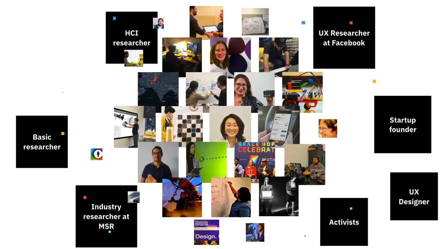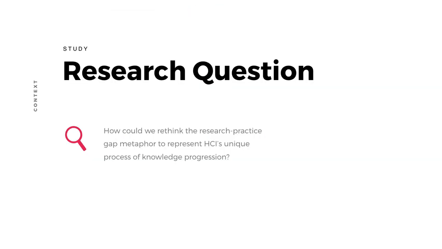There are many more steps and stakeholders involved in the relationships between research and practice in HCI. There are industry researchers, different types of designers, and these work in multiple environments. These stakeholders interact, communicate, and collaborate in specific translations of HCI knowledge. So it is clear that the research practice gap generalizes the complex relationships between research and practice in HCI. But do we know enough about how these relationships and how translations happen in our field? How can we rethink the research practice gap metaphor to represent HCI's unique process of knowledge progression?